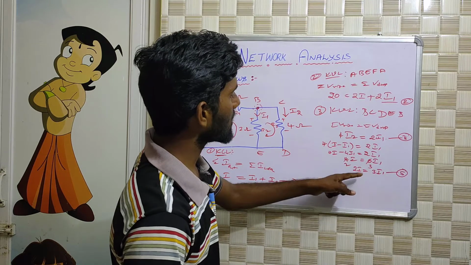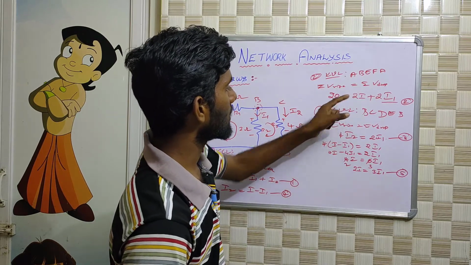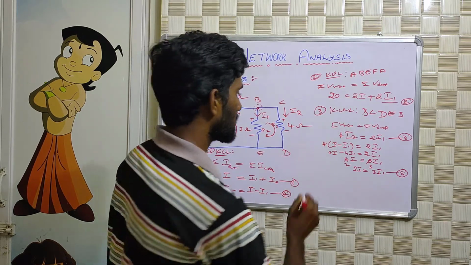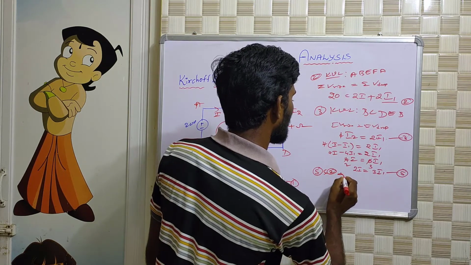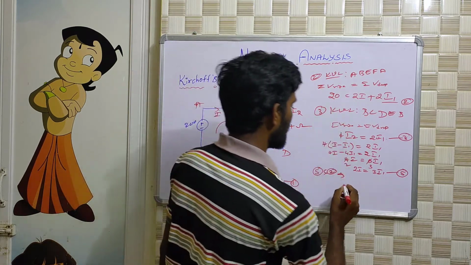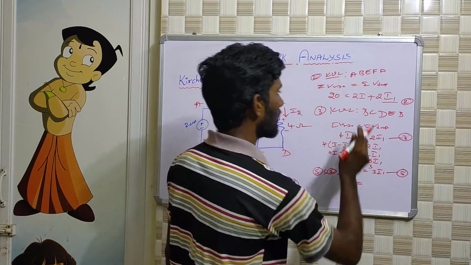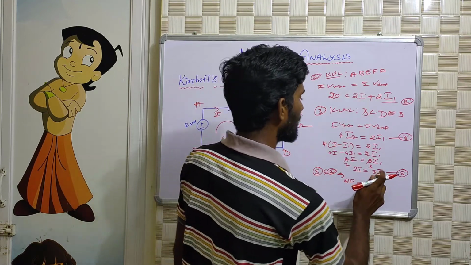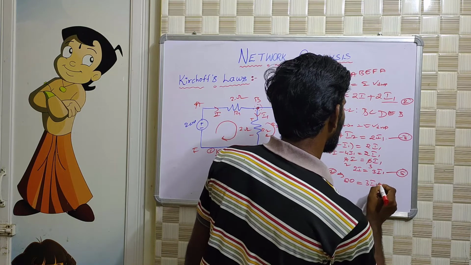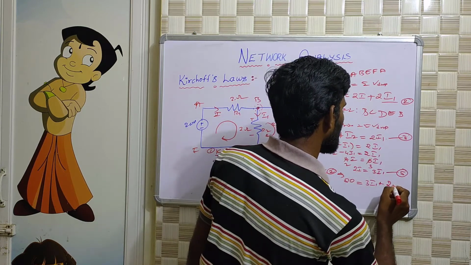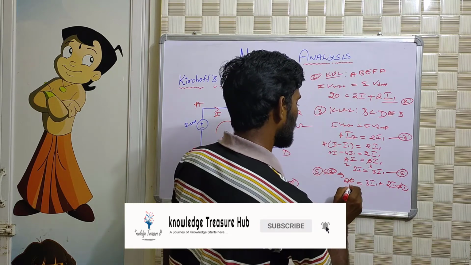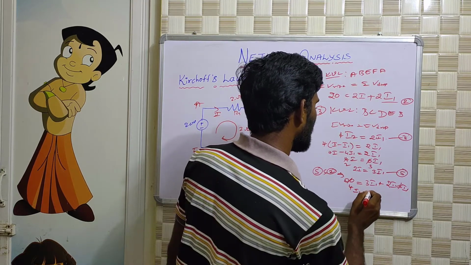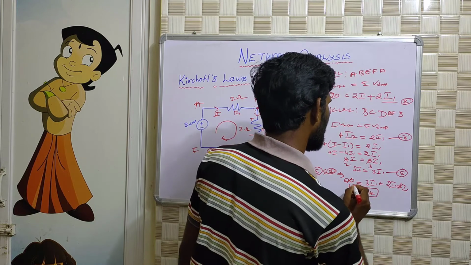So now substitute this equation number 5 in equation number 2. So 20 is equal to 2I plus 2I1. Instead of 2I, we are substituting 3I1, so 3I1 plus 2I1, which is equal to 5I1. So 5 fours are 20, therefore I1 is equal to 4.